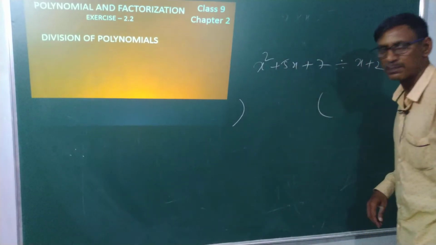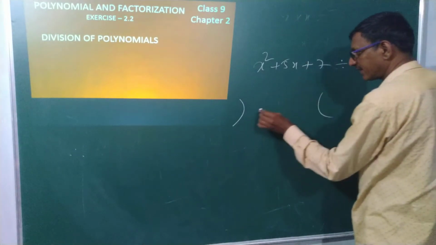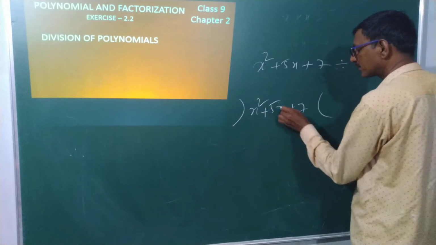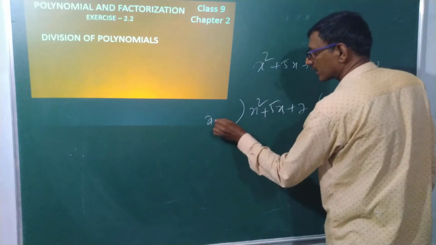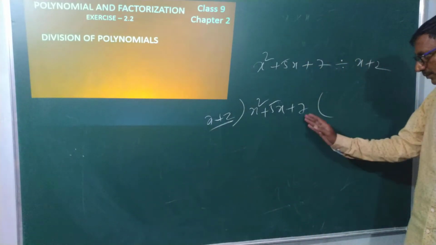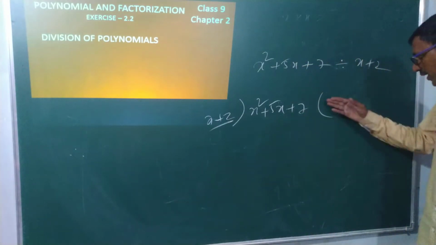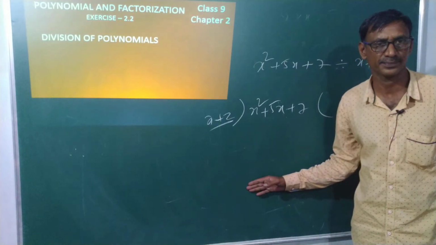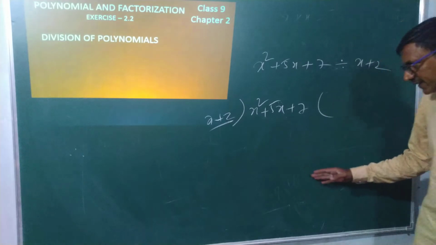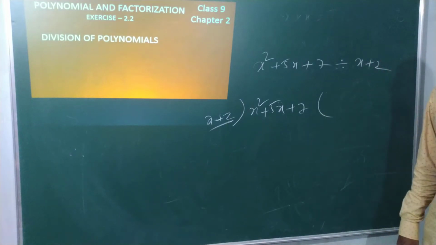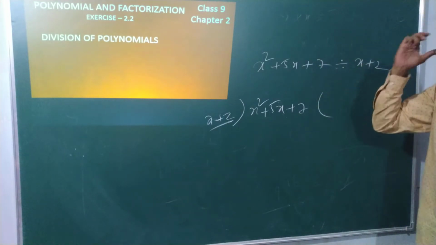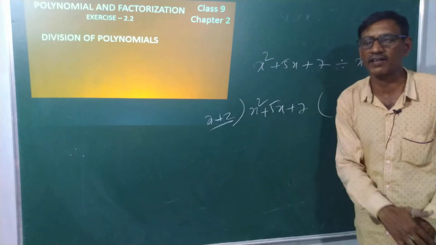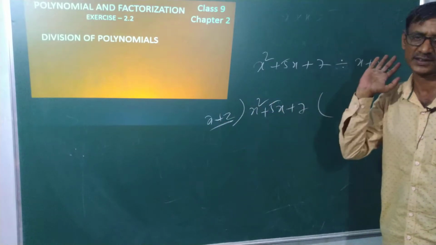This is the divisor place. This is the dividend place. x square plus 5x plus 7. x plus 2, my divisor. This is my dividend. Here I will get some quotient. Here I will get some remainder. So this helps us to study the remainder theorem in polynomials. I will give some basic steps to understand how to divide this with this.